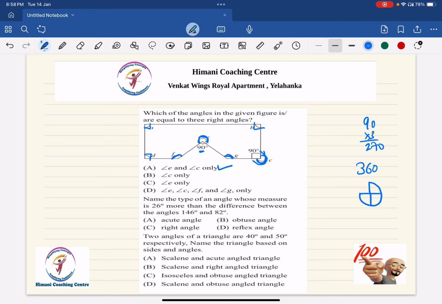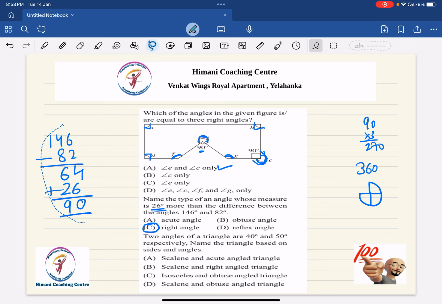Next question is name the type of an angle whose measure is 26 degree more than the difference between the angles 146 and 82. So first let us find the difference between 146 and 82. So 6 minus 2 is 4, 14 minus 8 is 6. Now the angle is 26 more than 64. So let us add. So 4 and 6, 10, 6 and 2, 8, 90. So which is the option here? A right angle, because 90 degree is a right angle.